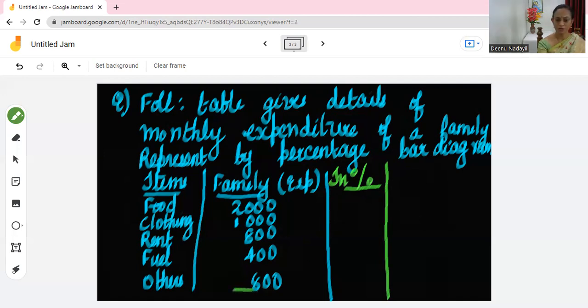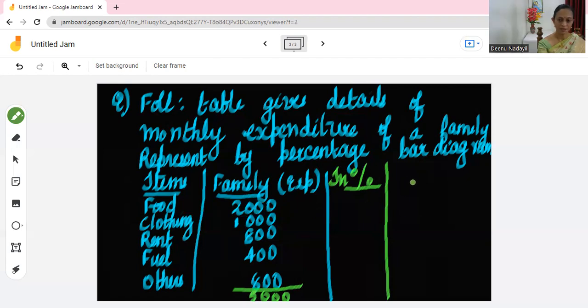Add all of these and check what you are getting. When we add all this, it comes to 5,000. Write down the total, and then we want to find out the percentage. So how to find out the percentage, students? Percentage means whatever we have here for food, 2,000, divided by this total 5,000, into 100.